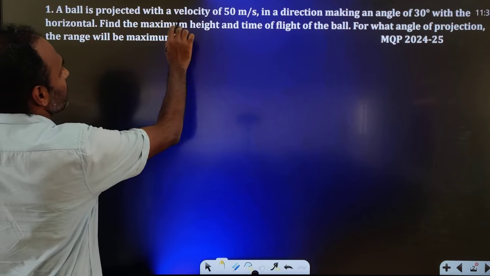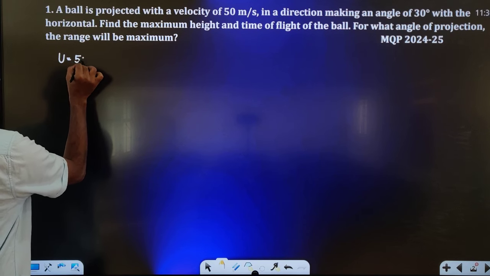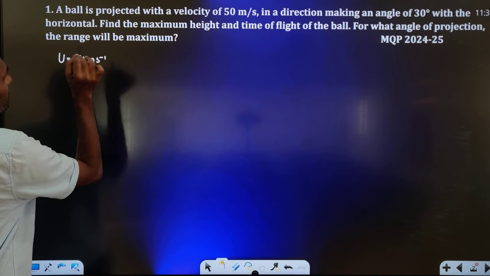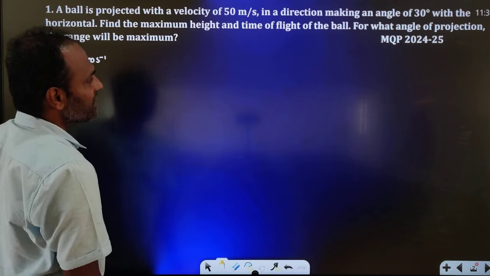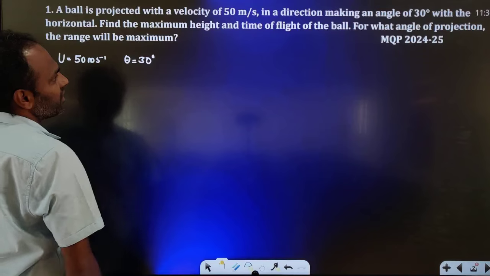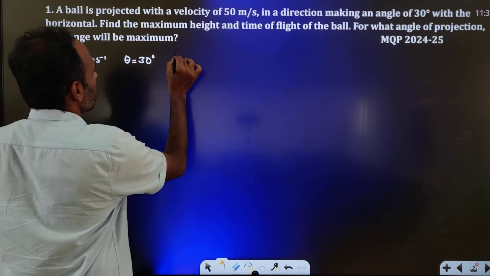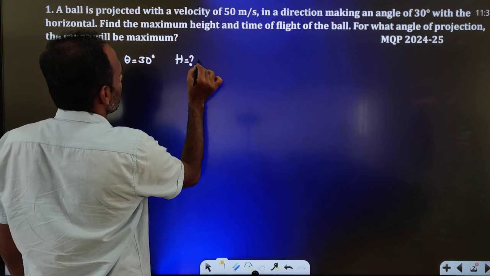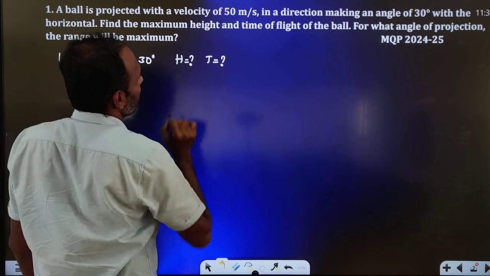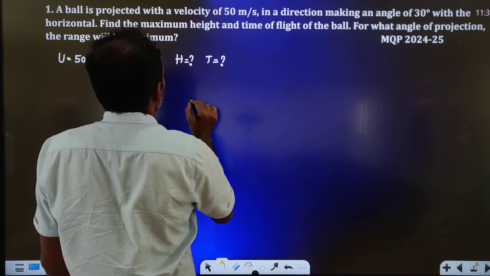A ball is projected with a velocity of 50 meter per second. Initial velocity is given, that is 50 meter per second, in a direction making an angle 30 degree with the horizontal. So the angle of projection is given, that is 30 degree. Find the maximum height and time of flight. For what angle of projection will the range be maximum?